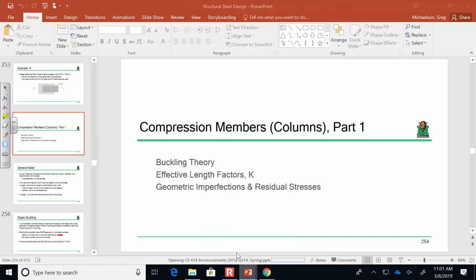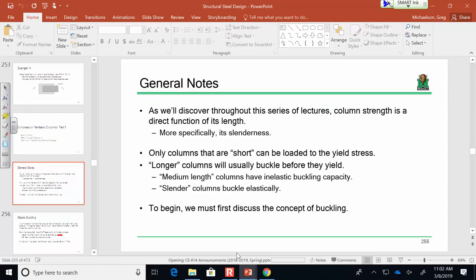What I want to do, though, is go back to mechanics of deformable bodies. I know everybody remembers everything from this class by heart, but I want to go back and do a derivation that's important to what we're talking about with columns, and that's the derivation regarding buckling. Now, I talked about columns a little bit last time. Ultimately, what we're going to find when we get into the math is that a column's capacity is defined by its slenderness, its L over r value.